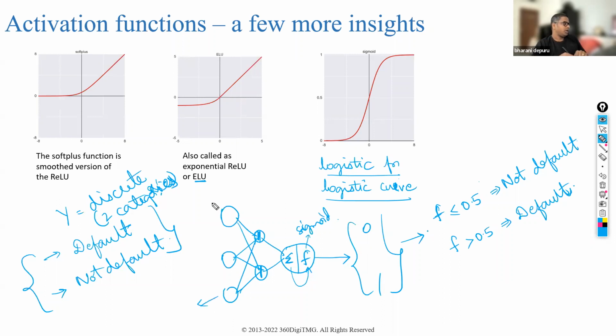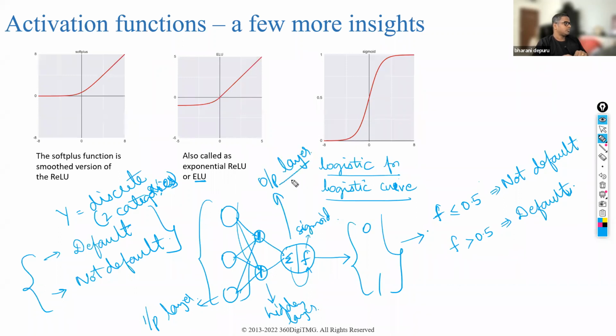This is your input layer. This is your hidden layer with 2 neurons. And this happens to be your output layer. When your output variable is discrete in two categories, we use sigmoid activation function in the output layer.